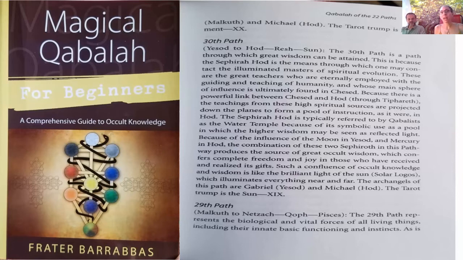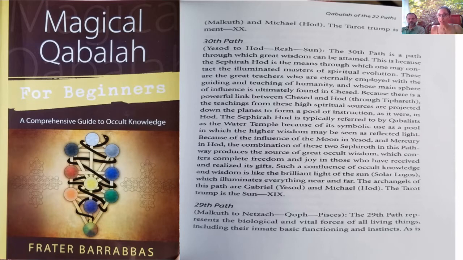Okay, so this comes out of the book Magical Kabbalah by Frater Barabbas. We highly recommend this. His description of the 30th path is a path through which great wisdom can be attained, because the Sephirah Hod is the means through which one may contact the illumined masters of spiritual evolution. These are the great teachers who are eternally employed with the guiding and teaching of humanity, and whose main sphere of influence is ultimately found in Hesed.